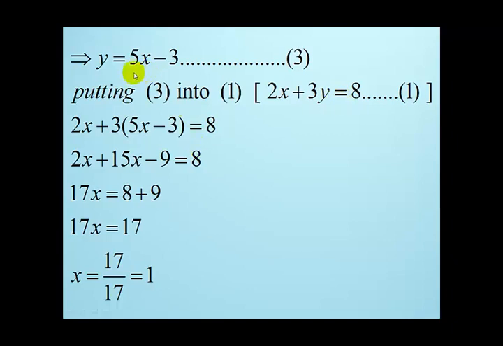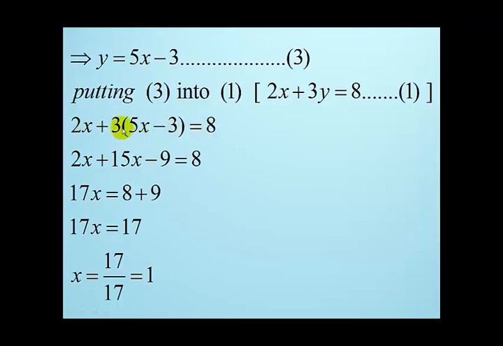Now from equation 3, we have y equals 5x minus 3. That's our equation 3. So we are now putting equation 3 into equation 1. And from equation 1, we have 2x plus 3y equals 8. So now wherever we see y, we have to substitute it by 5x minus 3. And in doing that, we have 2x plus 3 times 5x minus 3 is equal to 8.